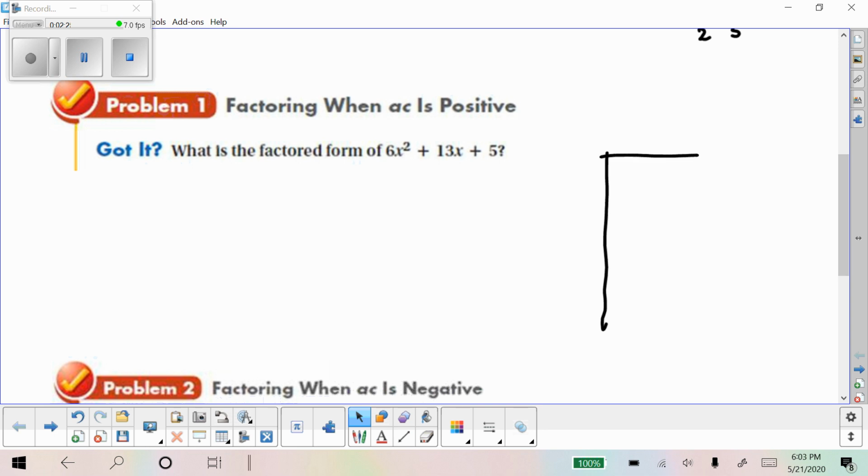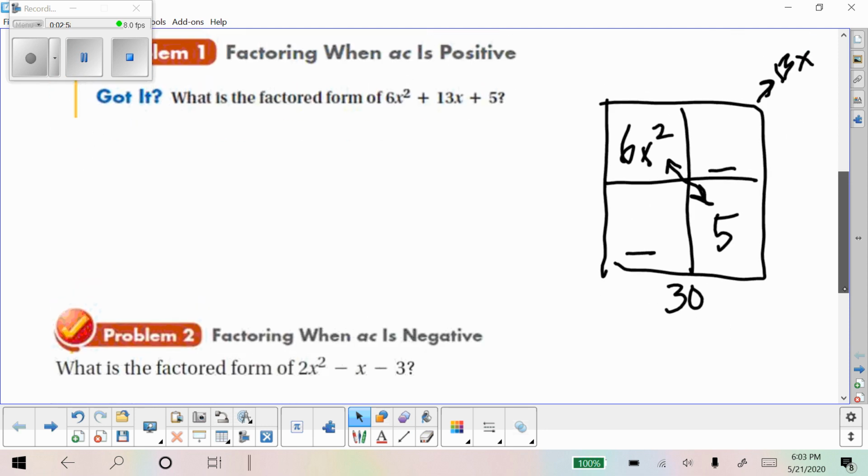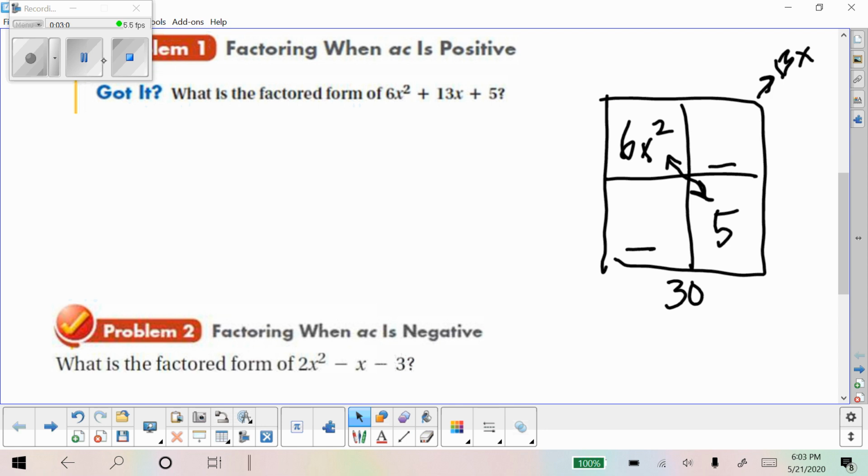Start by making a box. Put your 6x squared here. Put your 5 here. Now these two diagonal empty boxes will add up to 13x. And when you multiply these two together, they're going to equal the same as what you get when you multiply these two, which is 30x squared. But I'm just going to remember that it's 30. So you need two numbers that have a product of 30, so start factoring 30, and add up to 13. So think about that.